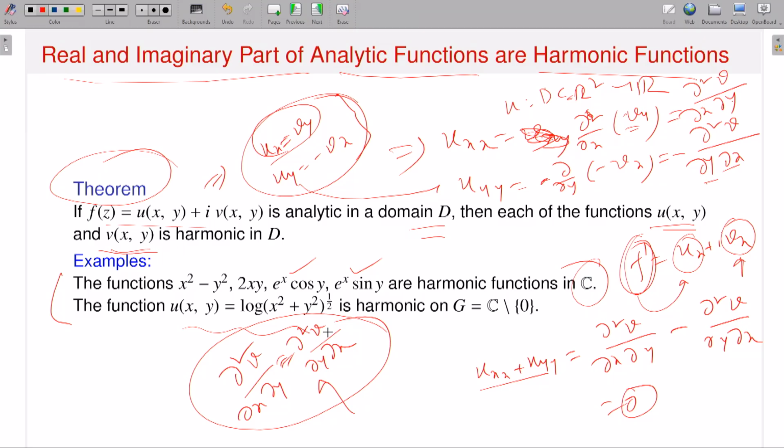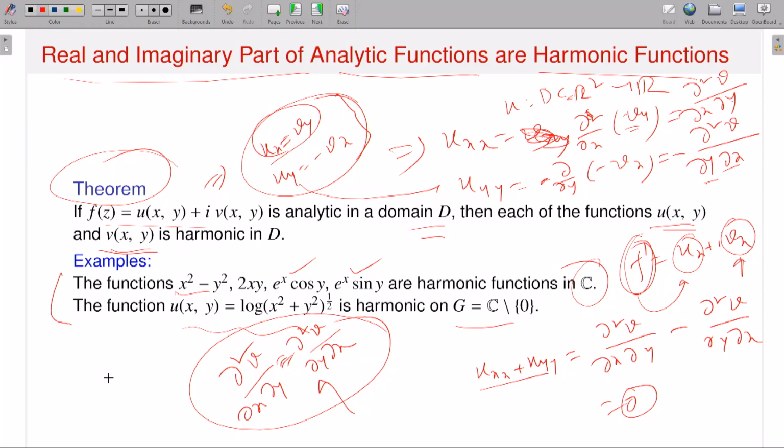Now the function u(x,y) equal to log of (x square plus y square) to the power half is also a harmonic function, not on the whole complex plane, but if I take out the origin from the complex plane, that is the punctured complex plane, it is a harmonic function. You can check it easily. For example, x square minus y square.